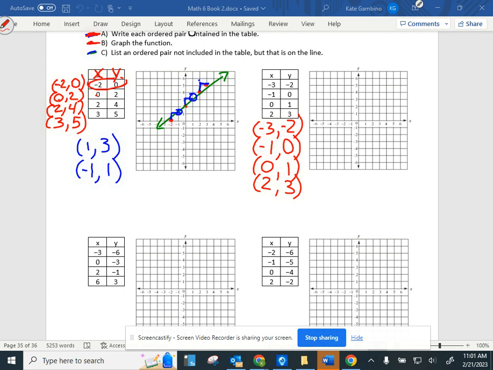Step B is to graph the function. So we're going to take those 4 points and we're going to put them on our coordinate plane and we're going to draw our line. So -3, -2, -1, 0, 0, 1, 2, 3. And I'm going to connect my dots with a line, trying to draw as straight of a line as I can. My line isn't the best line because I'm using a marker and I'm not as precise as I could be.